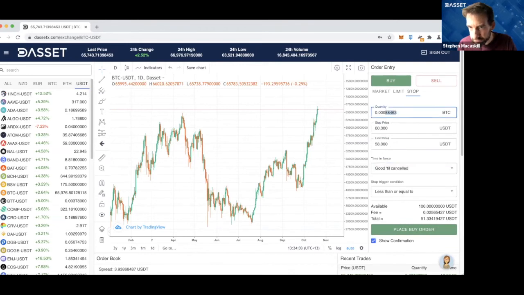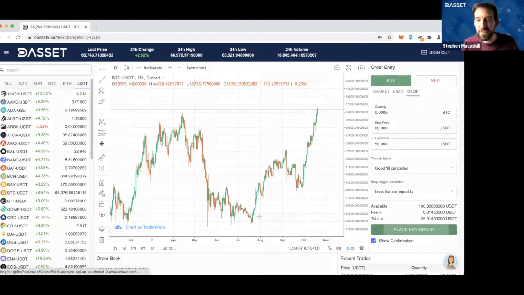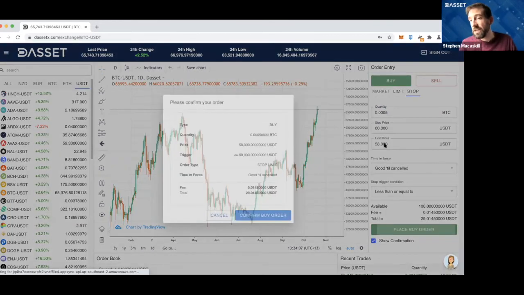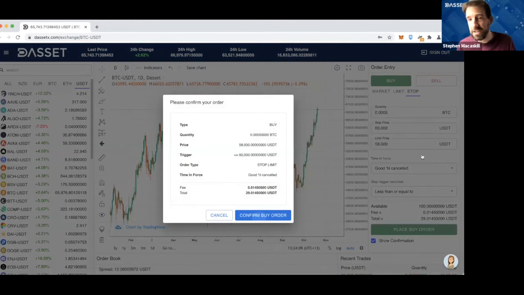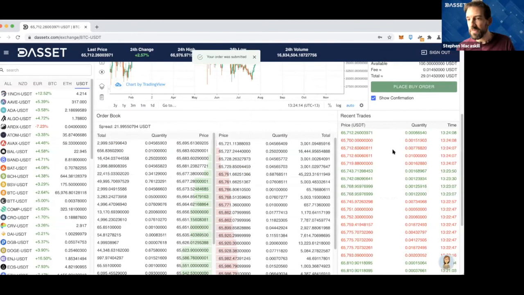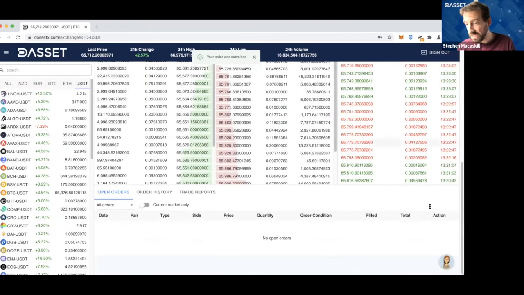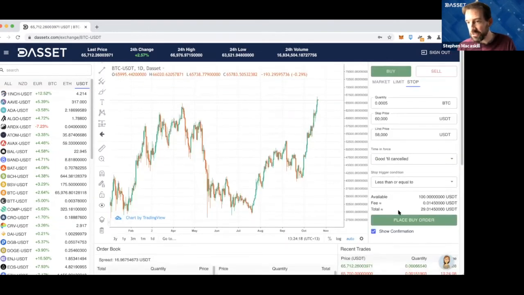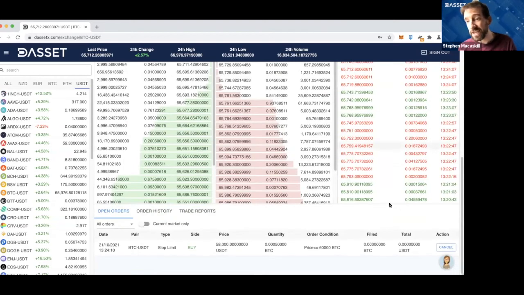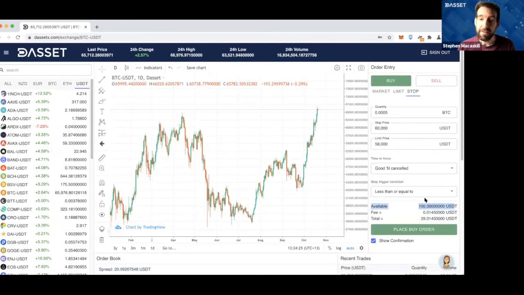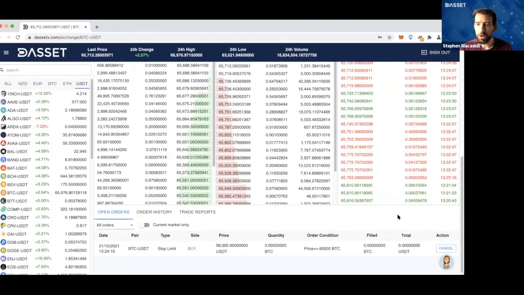So I'm just going to lower the quantity. If Bitcoin starts dropping like a rocket, it passes 60,000, then maybe I can put in some limit orders. So I still have my money. You can see I still have the funds available to use. I can spend them on anything else. And then the order will trigger if these conditions are met.